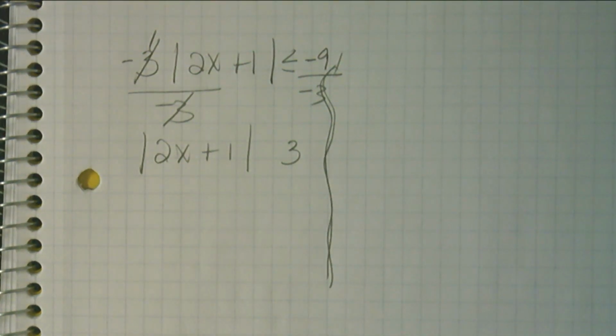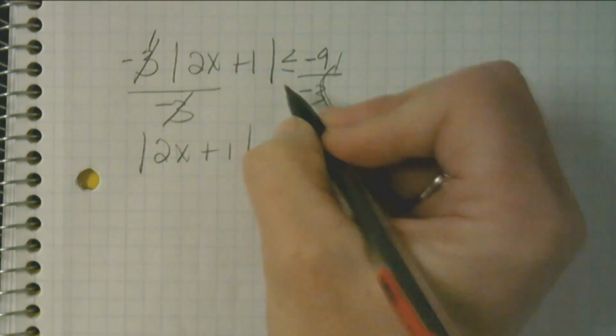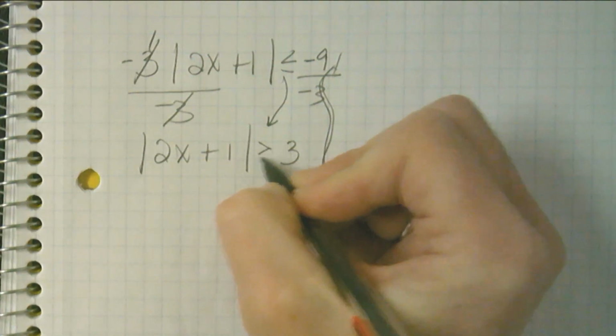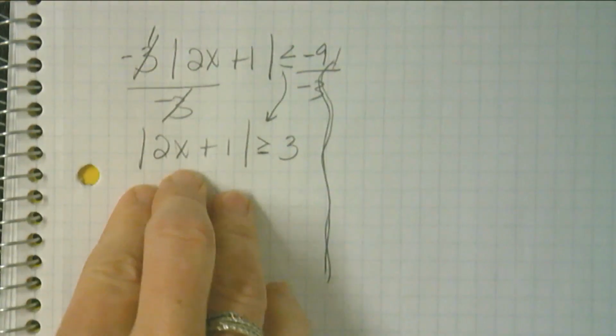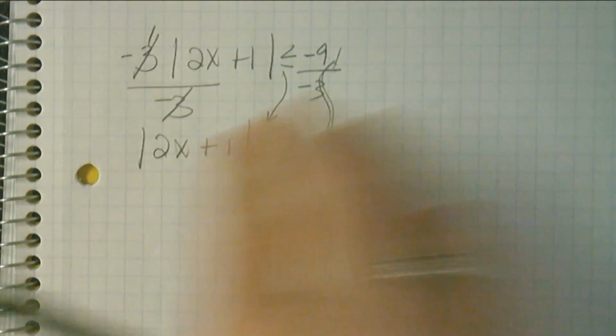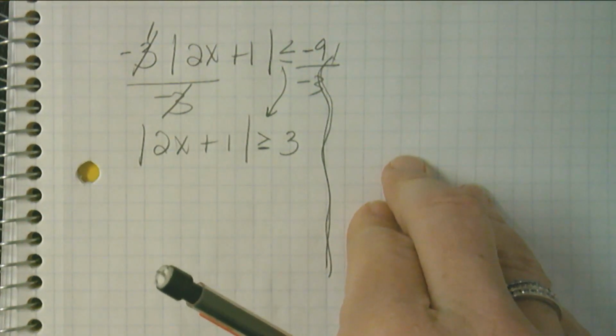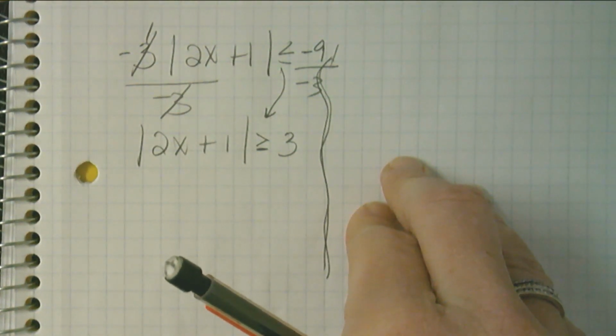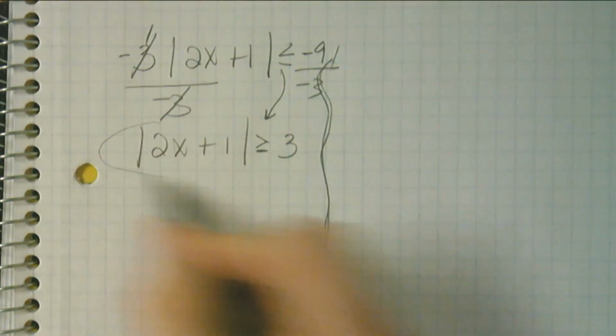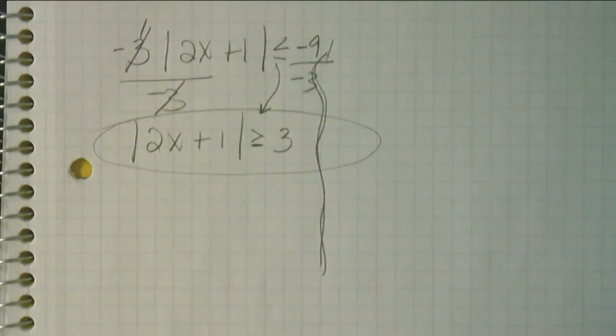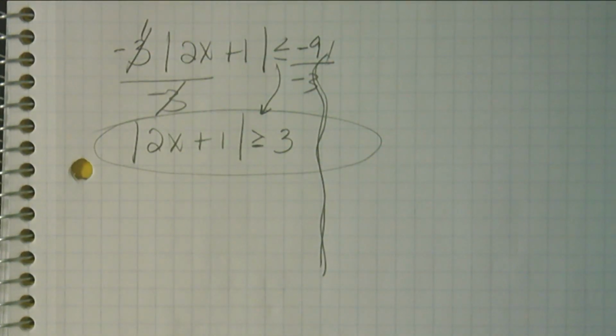Colin, do I flip the symbol? Why? Excellent. So this symbol flips. I have my absolute value on the left. I have a constant on the right. Questions so far? So this is when I decide if I do an and or an or. So Colin's done some of the hard work here. Now someone tell me, do I have an and or do I have an or?